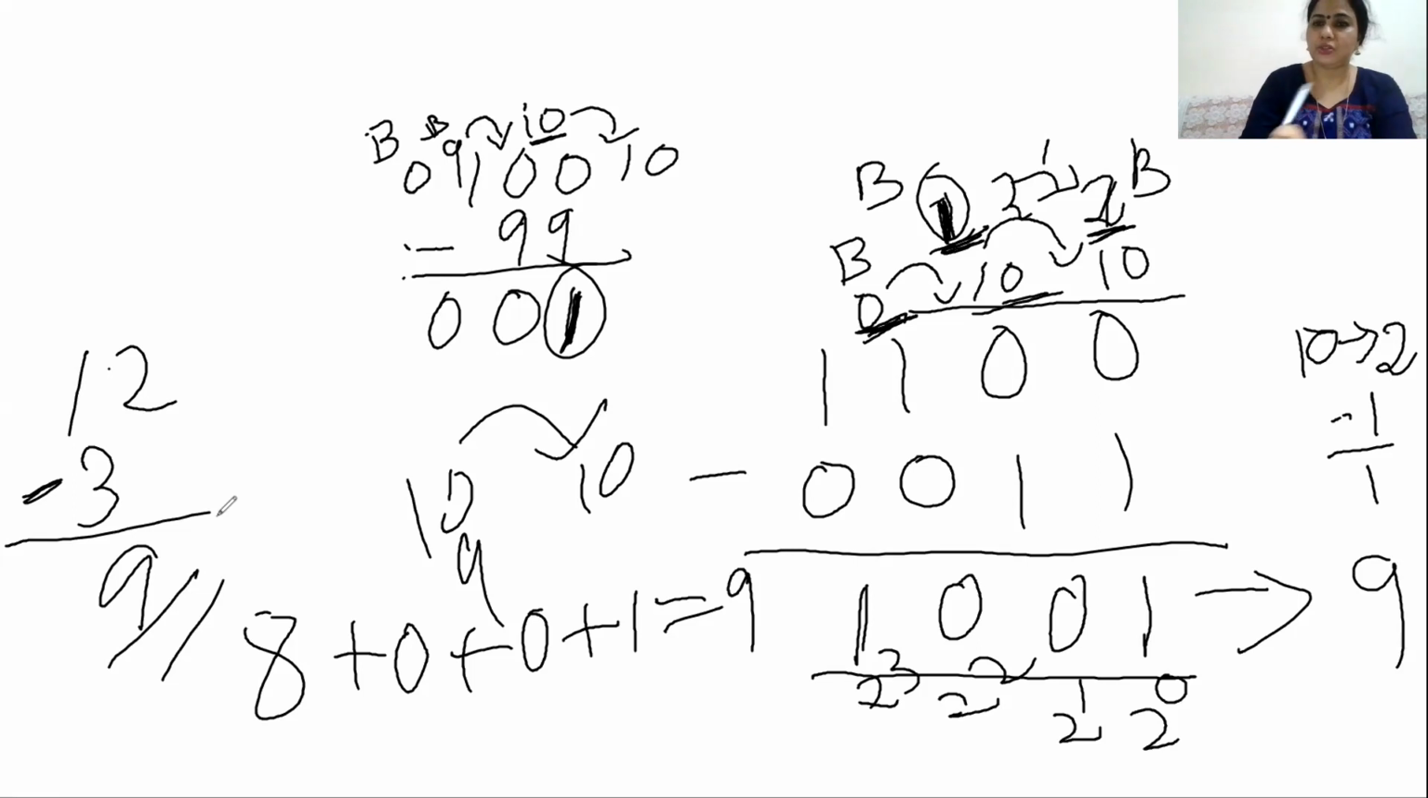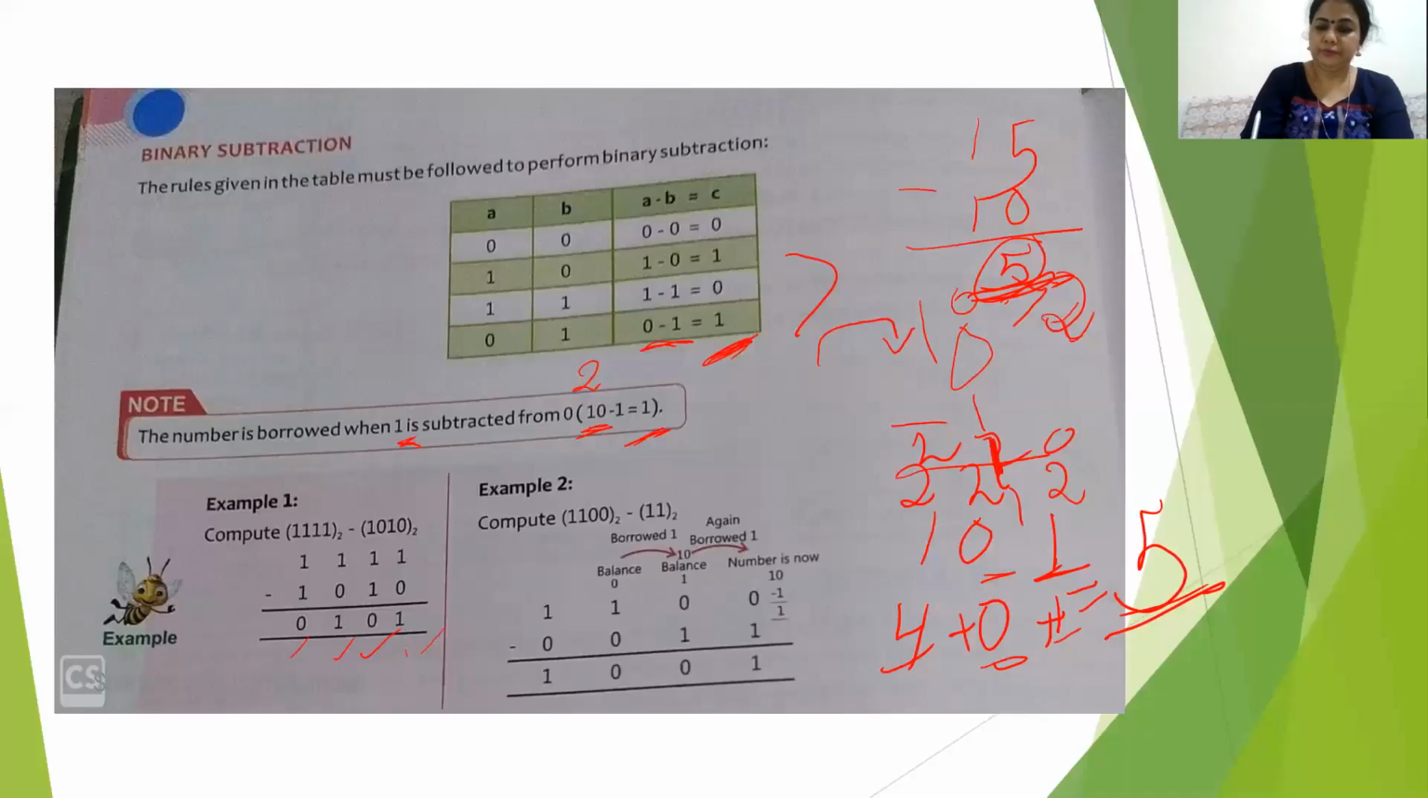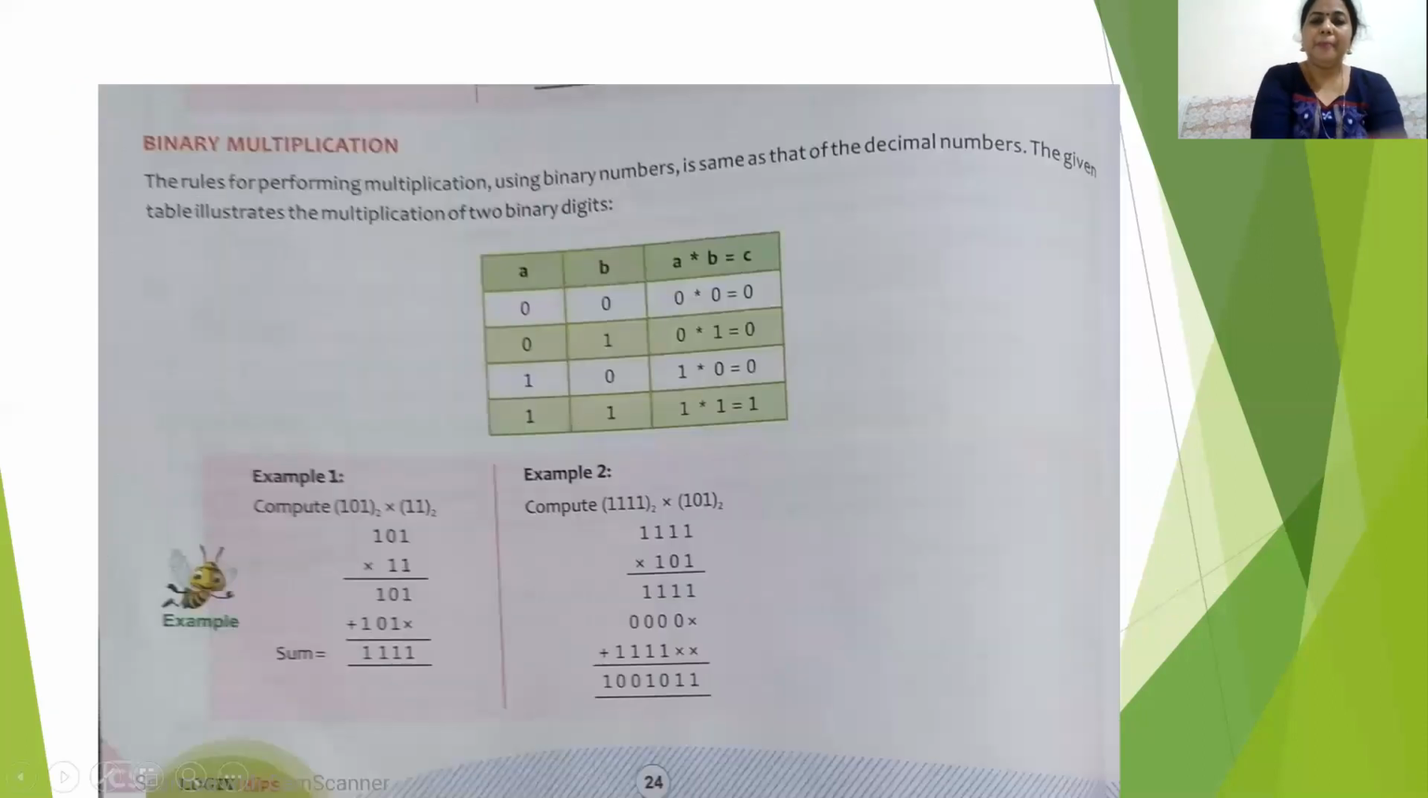This is the subtraction. Okay, now we come back to the multiplications. What happened in the multiplications? You just look here in the multiplications. Binary multiplication, again you have to follow the same table. 0 into 0 is 0, 0 into 1 is 0, 1 into 0 is 0, and 1 into 1 is 1. But when we add, the carry will come up and we do the normal addition. That binary addition you have to follow.